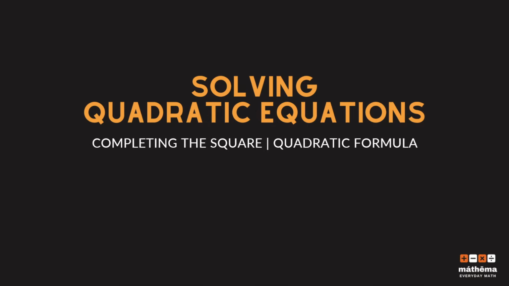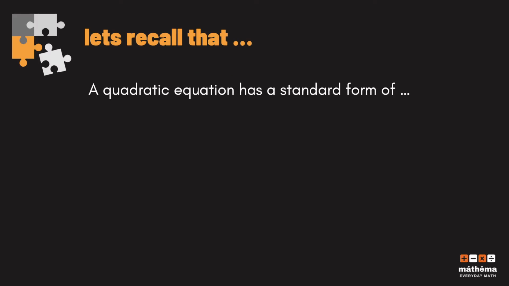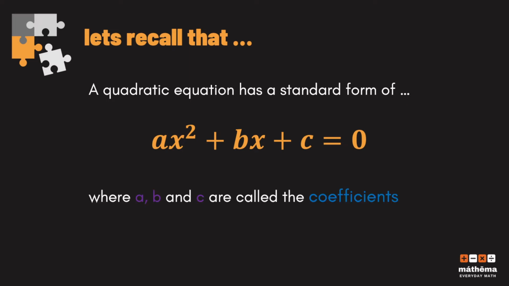This video is a continuation of our previous discussion on solving quadratic equations using extracting the square roots and factoring. So this day, we'll have solving quadratic equations by using these two methods, completing the square and quadratic formula. Now let's recall that a quadratic equation has a standard form of ax squared plus bx plus c is equal to 0, wherein a, b, and c are called the coefficients and a can never be 0.